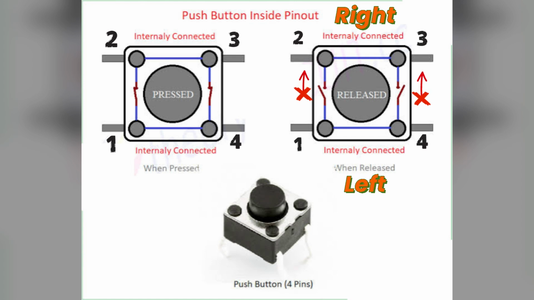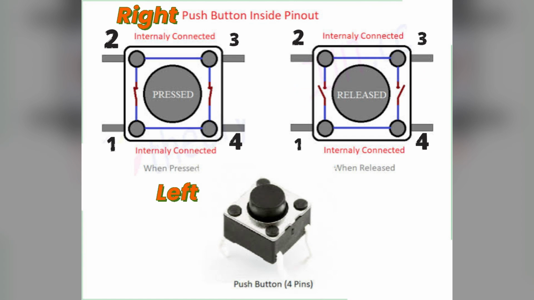Now let's press the button. As soon as we press it, an internal metal bridge connects the left side to the right side. This completes the electrical path. Now current can flow between terminals 1 and 4 and terminals 2 and 3. When we release the button again, the bridge separates, the circuit opens, and the current stops flowing.